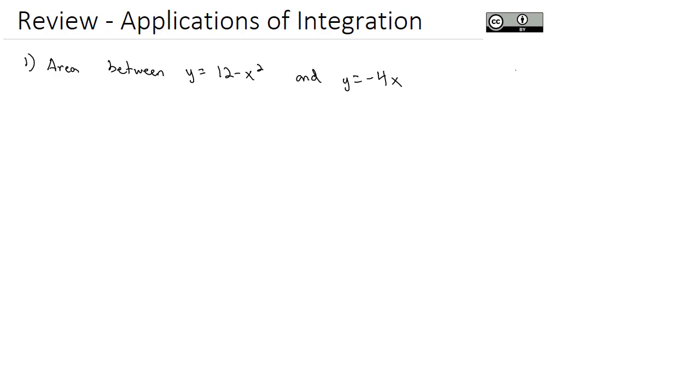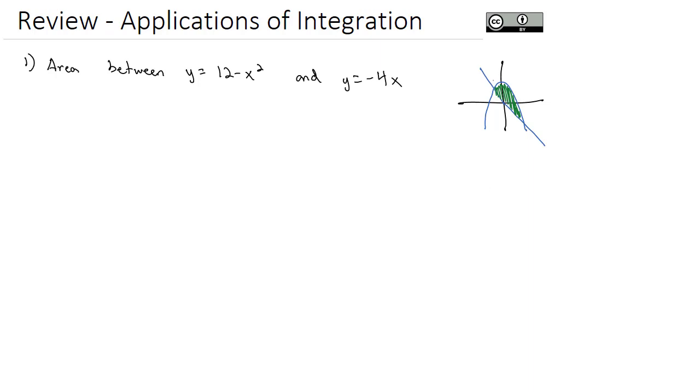Now, if I think about the graphs of these, just a rough sketch, I know 12 moves the graph up and the negative x squared flips it over. So it's going to look something like this. And negative 4x is going to have a slope of negative 4. It's going to look something like this. So we're looking for the area between those curves.